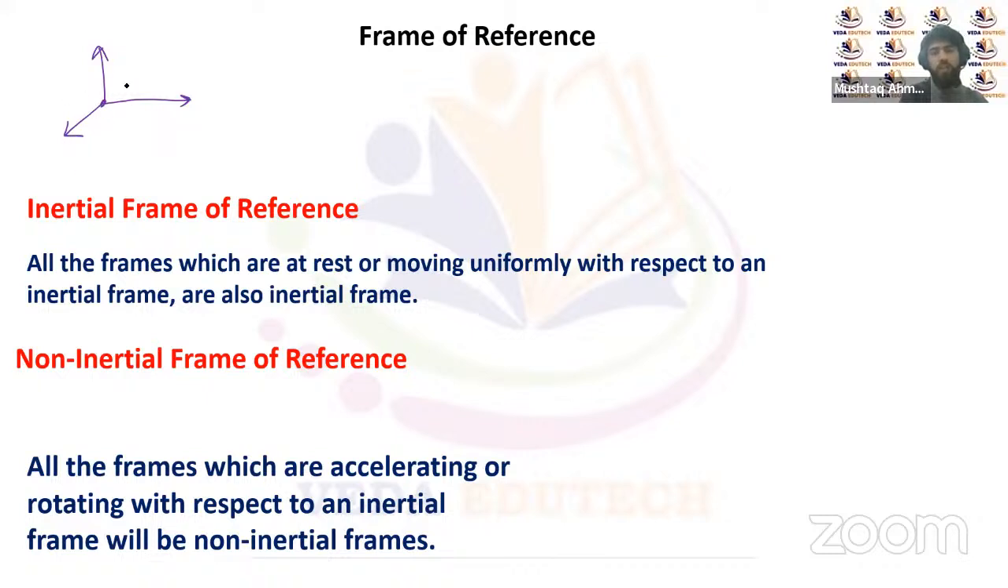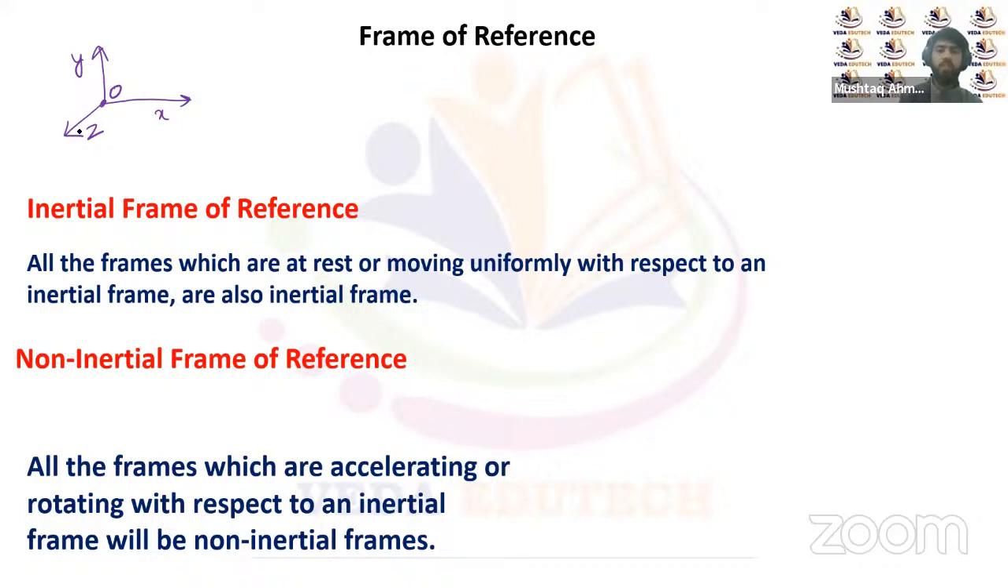Let's suppose we have a Cartesian XYZ system here, and this is the origin. If the position, velocity or acceleration of a body is studied with respect to the origin of this Cartesian system, then this Cartesian system becomes our frame of reference, right?